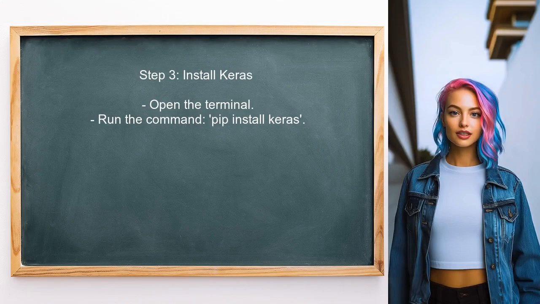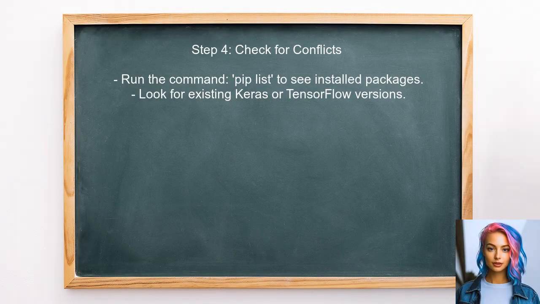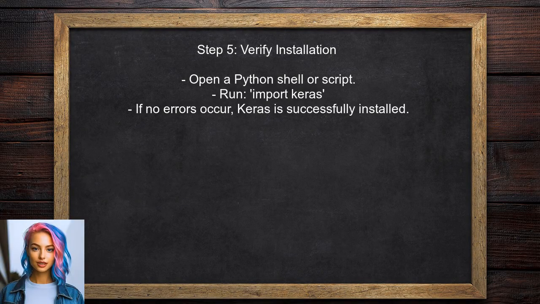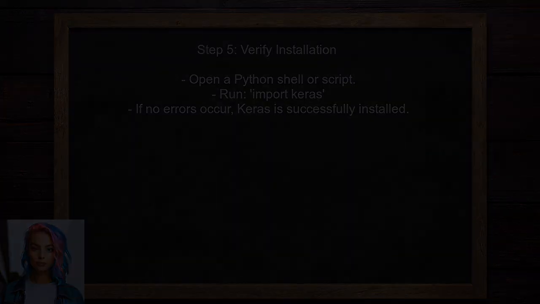Next, the user should install the pip package manager if it is not already installed. Pip is essential for installing Python libraries like Keras. Now the user can proceed to install Keras. They should open their terminal and run the command to install Keras using pip. If the user encounters any errors during installation, it may be helpful to check for any existing versions of Keras or TensorFlow that could be causing conflicts. They can do this by running a specific command. Finally, once Keras is installed, the user should verify the installation by importing Keras in a Python script or an interactive shell. This will confirm that everything is set up correctly.